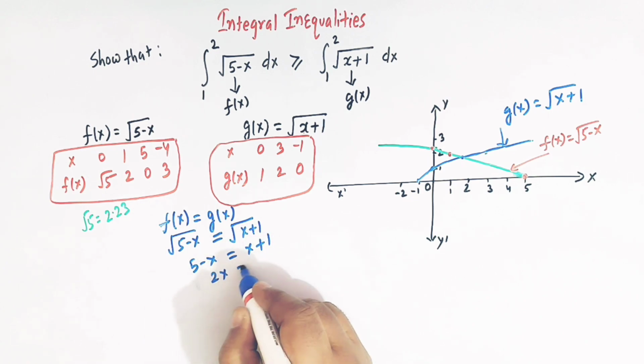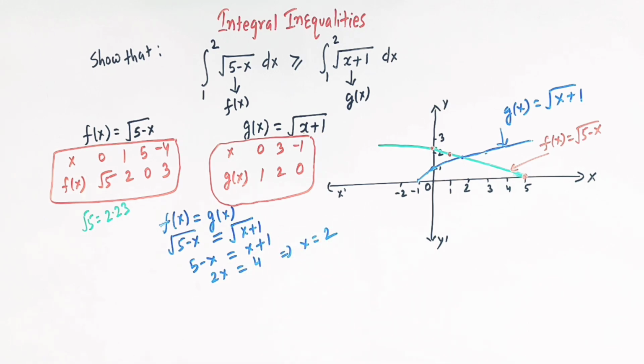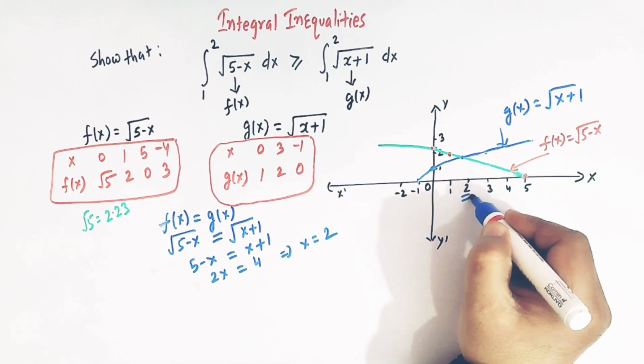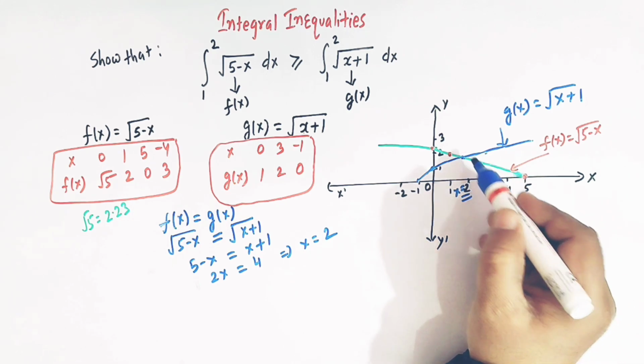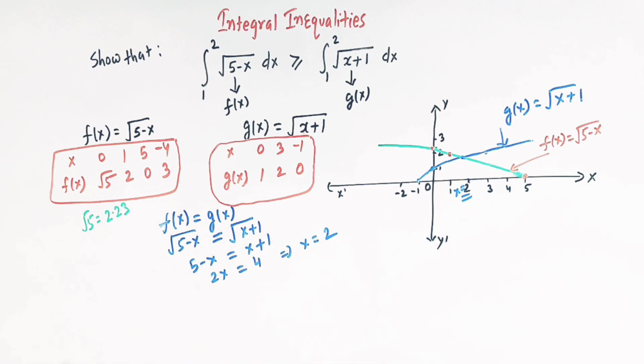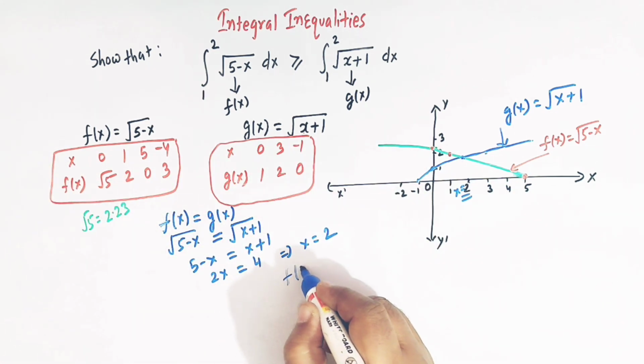So this is 2x is equal to 4. So x is equal to 2, right? So here we have x is equal to 2. So this is the point of intersection. When x is 2, the value of the y coordinate may be obtained by f of 2.